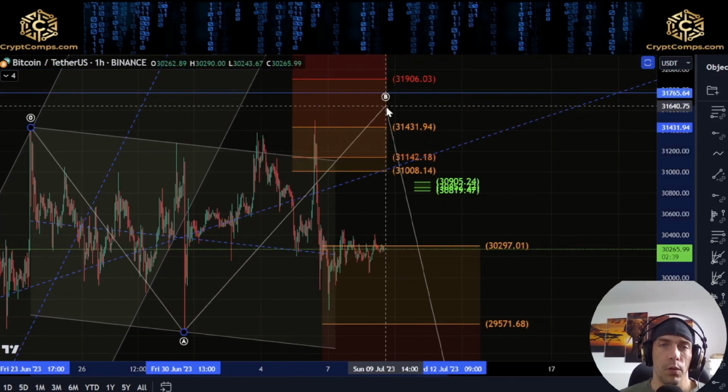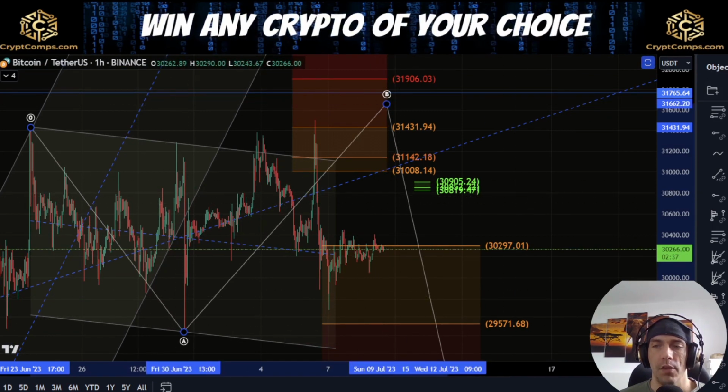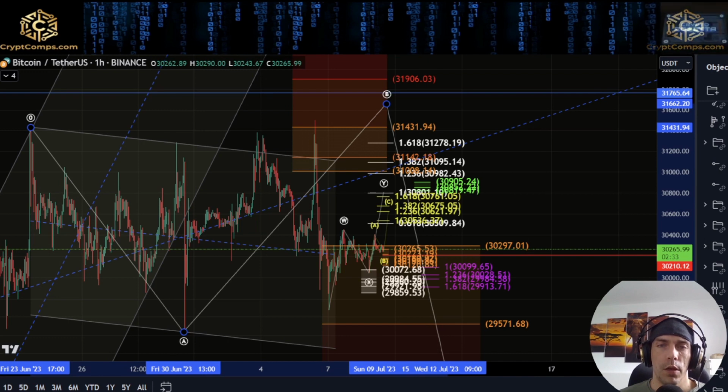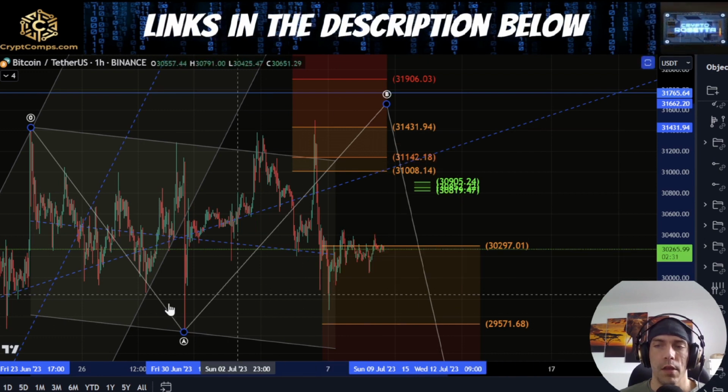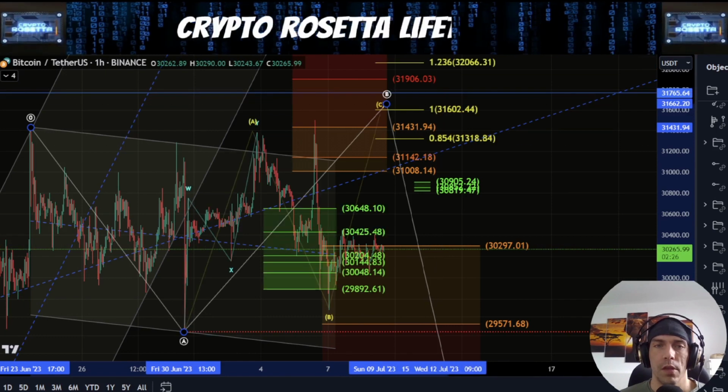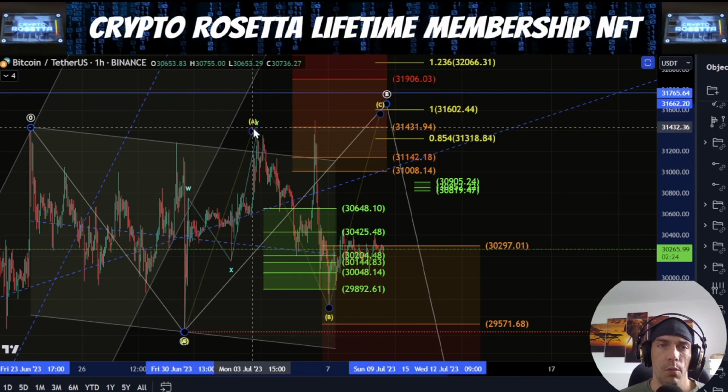But this move that I've got shown on here is actually saying that potentially what we could have is an additional push up. So what I'm looking for here is that if we do actually see an additional leg to the upside here, what we could see is that we could see this as an A wave to the upside.